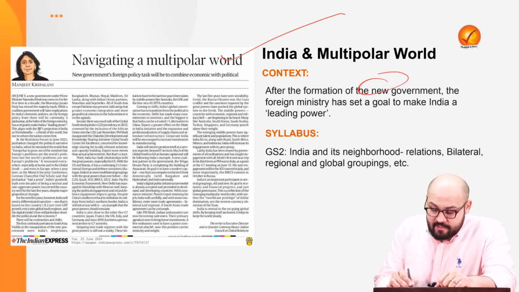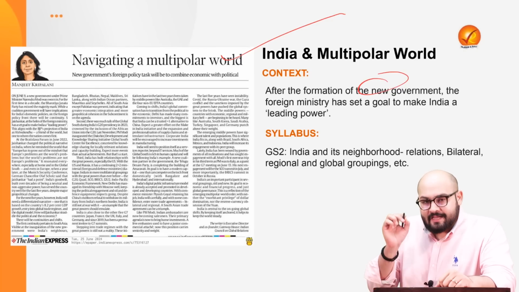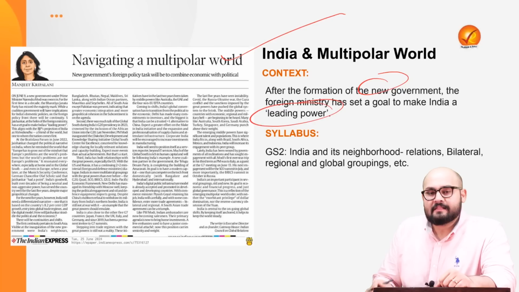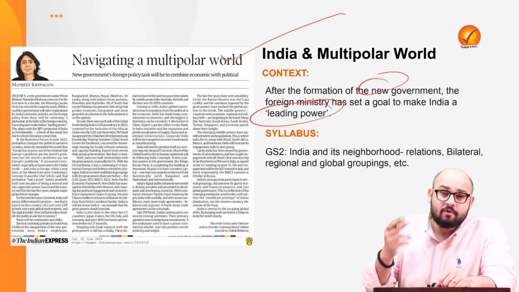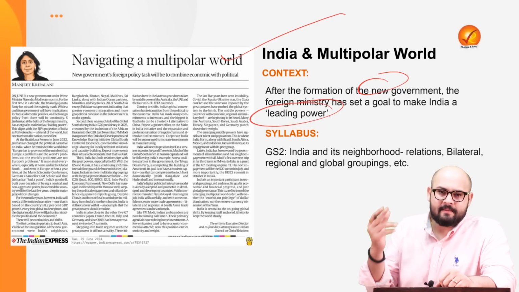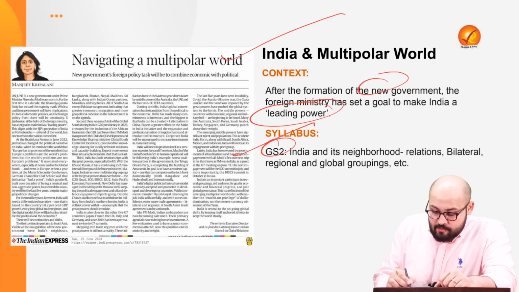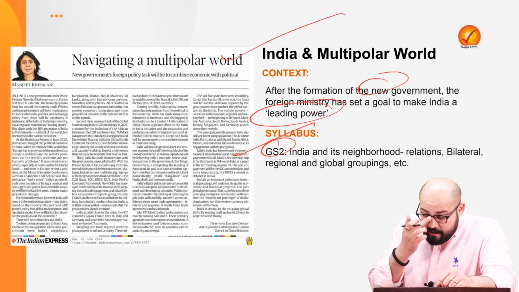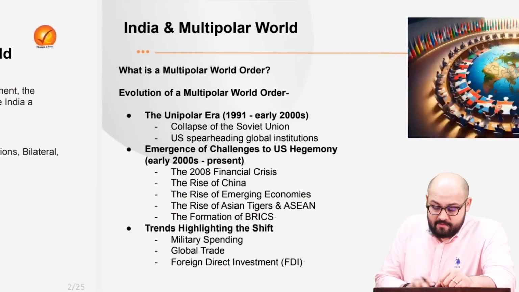After the formation of the new government, the Foreign Ministry has set a target to make India a leading power. So we'll see what a multipolar world is all about and what the role of India is in this evolving multipolar world. Now, this is with respect to GS2, India and its neighborhood relations, bilateral, regional and global groupings.